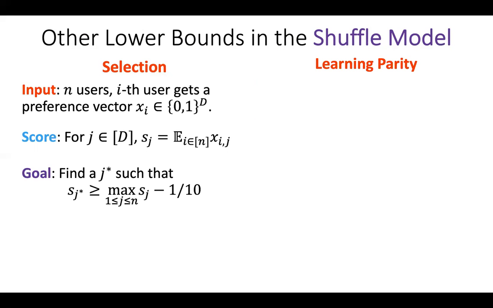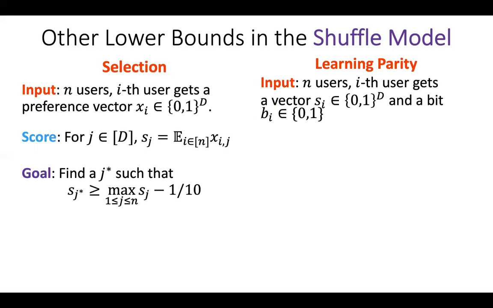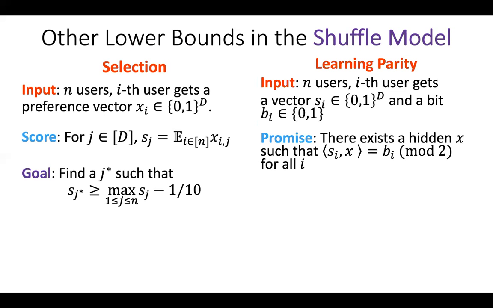The learning parity problem is defined as follows. Still there are n users, and the ith user gets a vector s_i and a bit b_i. The promise is that there exists a hidden x such that the inner product between s_i and x equals b_i over 2. The goal is to find the hidden x.